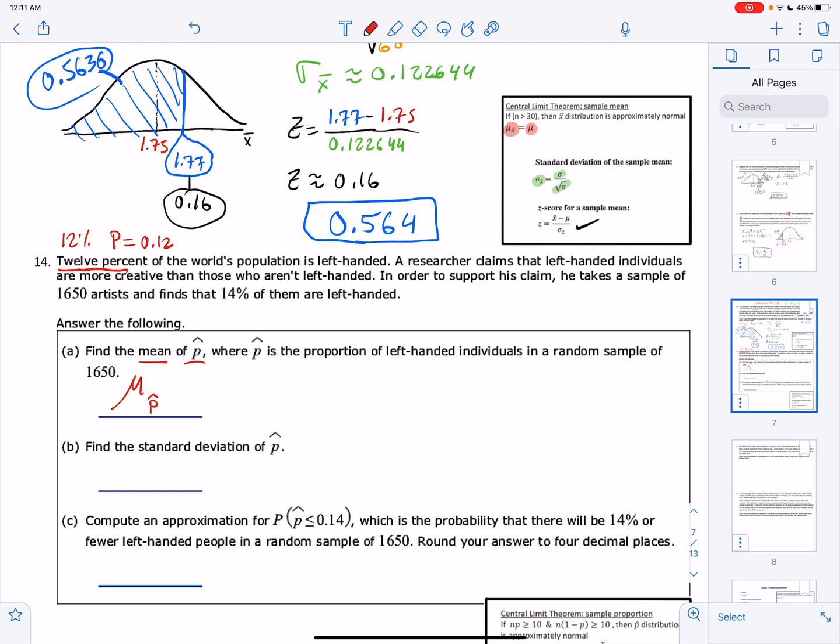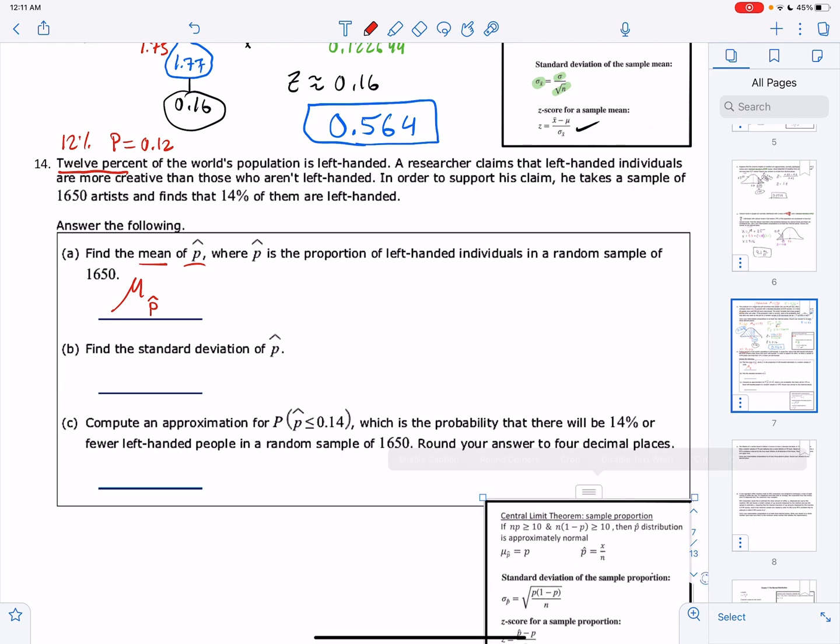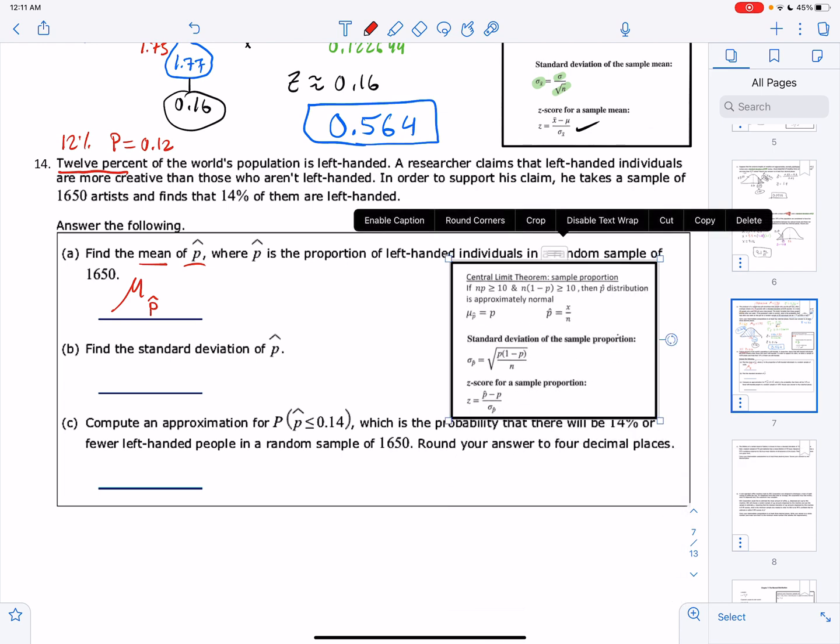And remember that we do have the central limit theorem for this. And like I said before, they don't really go into the details of satisfying the assumptions, but we can do that by multiplying the sample size of 1,650 times p, which is 0.12, and see if that's greater than or equal to 10, and then do that with its complement. And it does satisfy that. So we're going to continue.